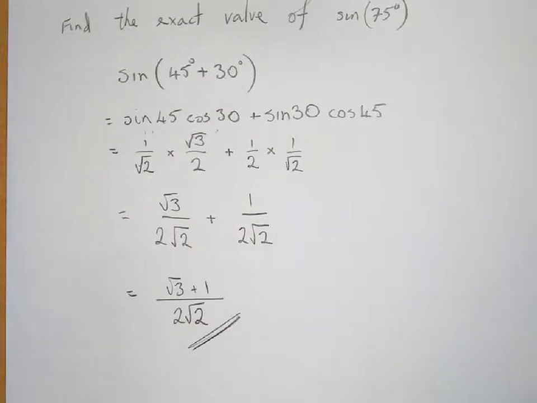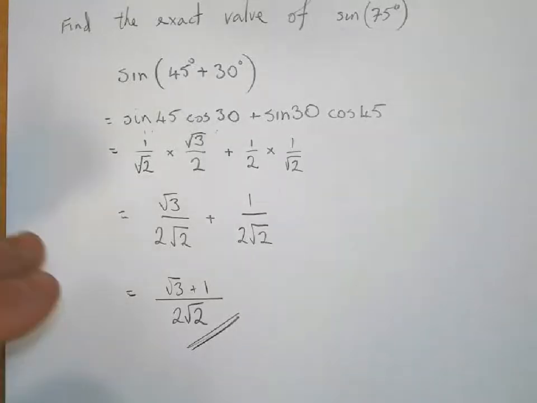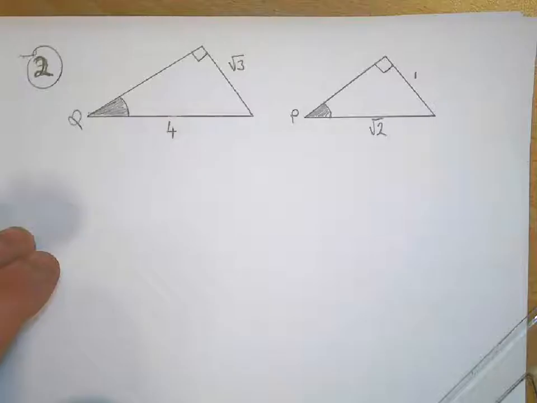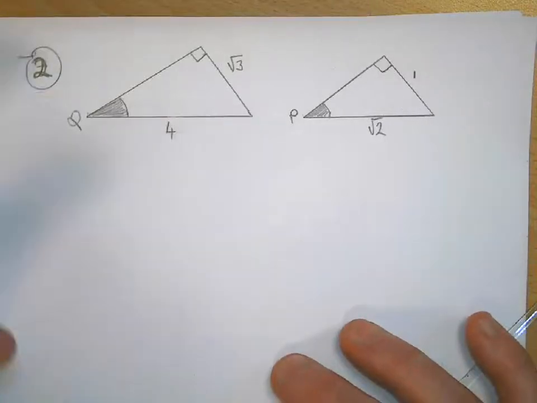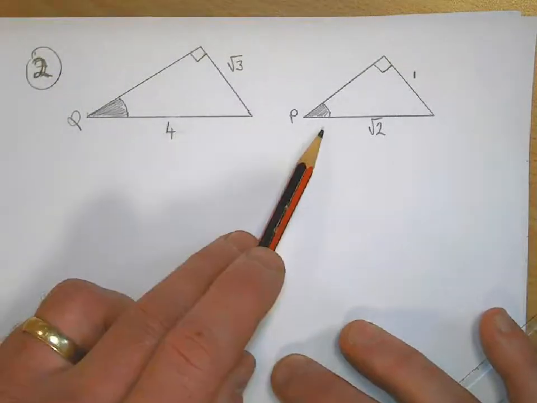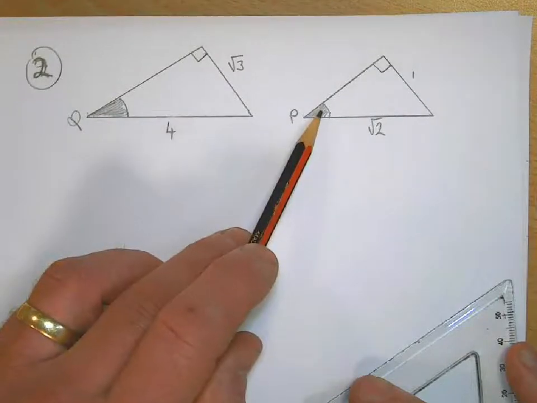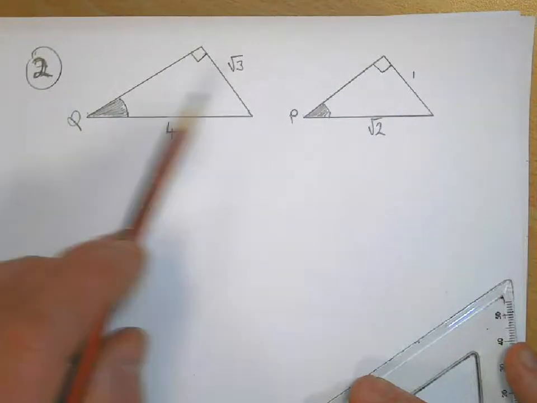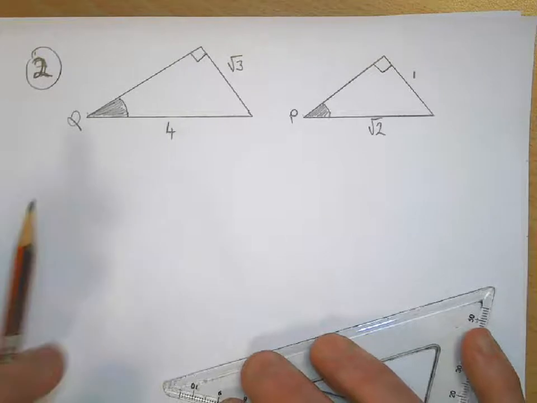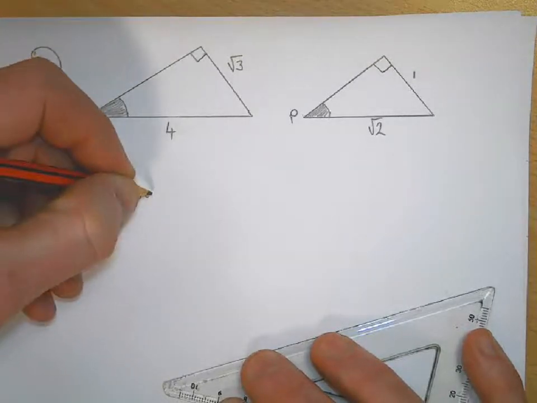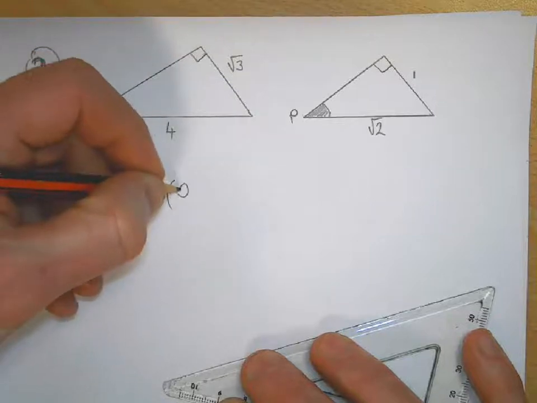Now, another sort of question you could get asked, and these ones are a little bit harder. I'll just write down a question and then I'll show you how to do it. In this question you're given two right-angled triangles, and there's two angles marked P and Q. What I want you to work out is the exact value for the sine of Q minus P.